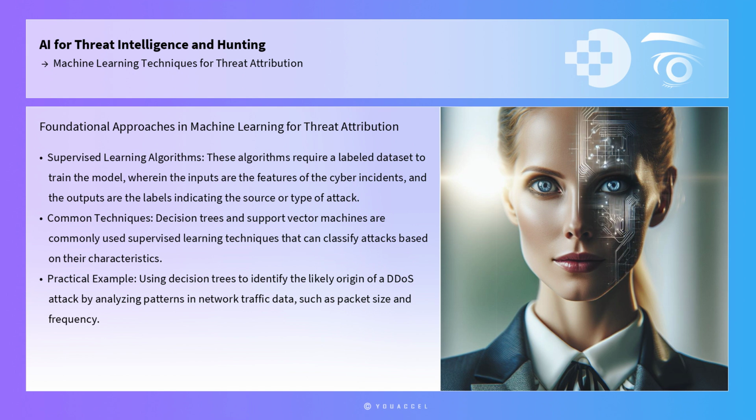their characteristics. A practical example involves using decision trees to identify the likely origin of a DDoS attack by analyzing patterns in network traffic data, such as packet size and frequency. This approach allows security teams to rapidly pinpoint whether an attack is likely coming from a botnet or a specific threat actor group, thereby streamlining the response process.